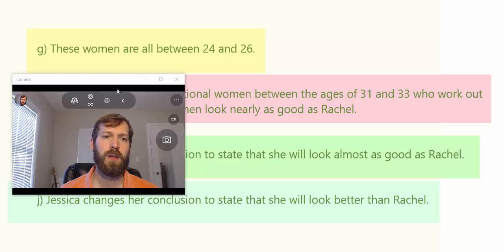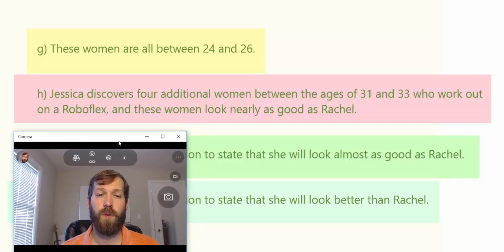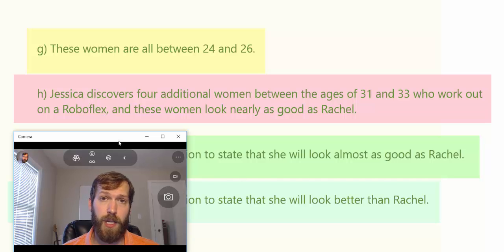But then if we find four additional women between the ages of 31 and 33 who look nearly as good as Rachel and have the RoboFlex, then now we're making the conclusion more likely, it's going to be stronger, because now we have 9 primary analogs, and we have a good deal of diversity, at least with some of them, suggesting that it really is something about the RoboFlex that has this connection to looking good or having a near perfect body.